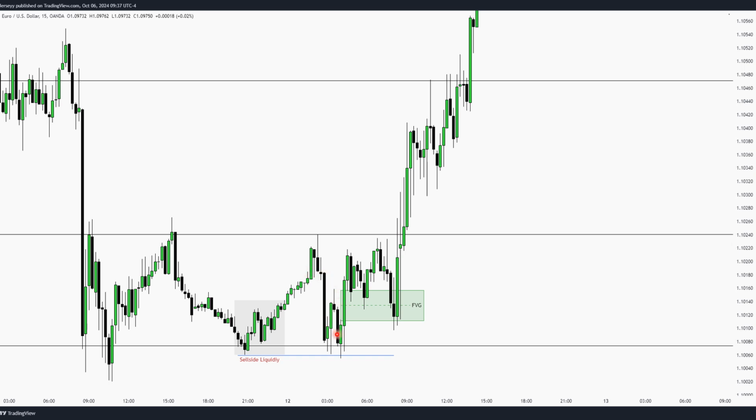EU took out the Asian session's low, which was our Sellside Liquidity, and then gave us a market structure shift right over here, which also had a fair value gap. This fair value gap was our entry point, and the stop loss was placed just below this low. As you can clearly see, the London session gave us the low of the day, and New York session gave us the continuation to the upside.